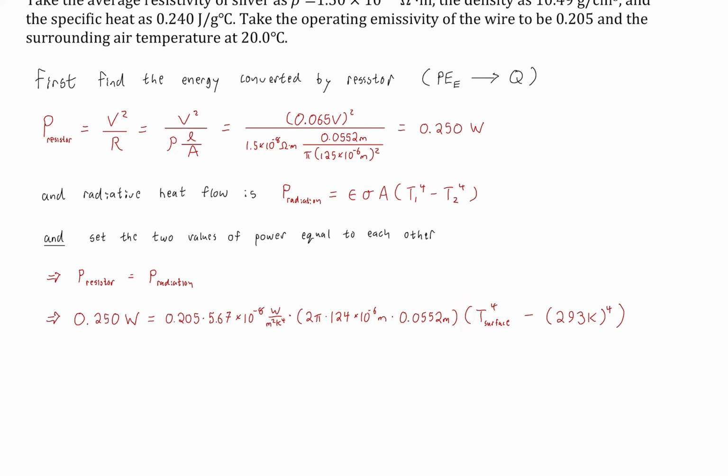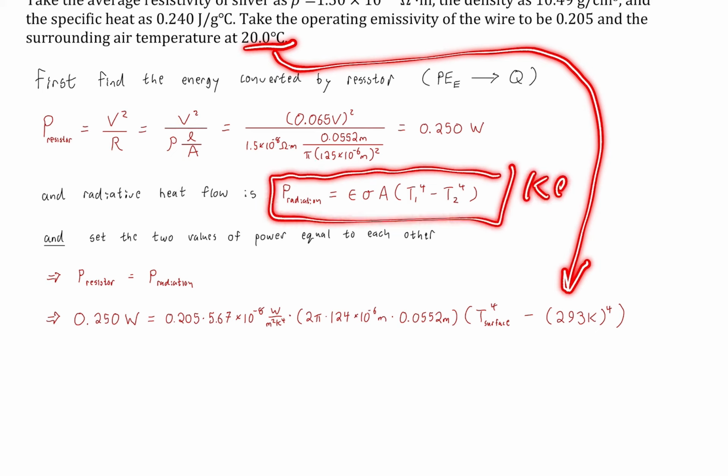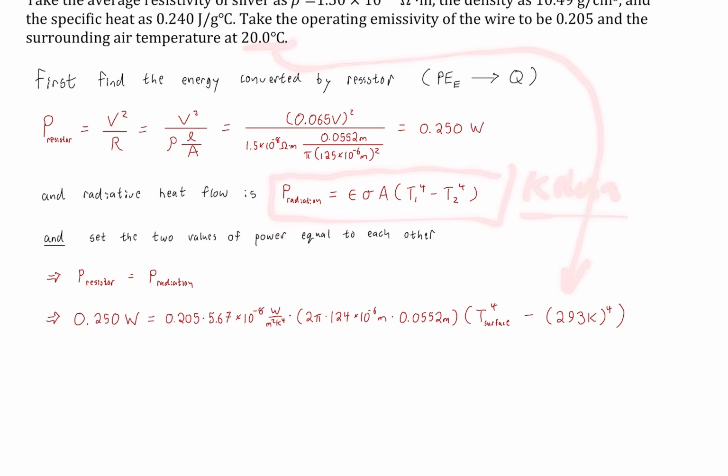And here, it's super important that you convert from Celsius to Kelvin, because this formula only works for Kelvin, all right? It does not work for Celsius, because obviously raising a number to the fourth power, it depends if it's 20 or if it's 293. You'll get very different numbers. Okay. So then it's just a matter of solving for T surface.